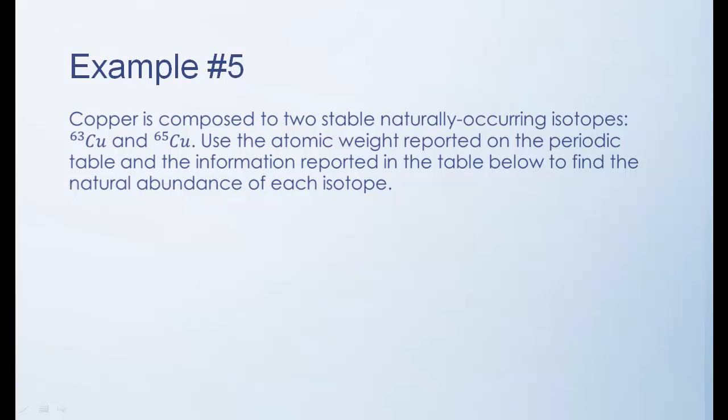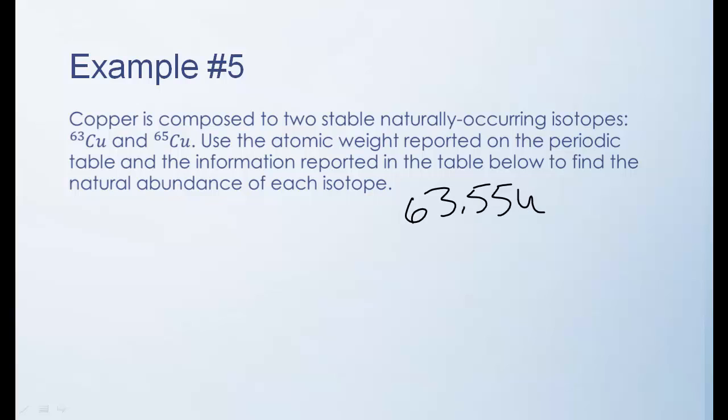In this case, we're told that copper has 2 naturally occurring isotopes, copper-63 and copper-65, and in this case we're asked to find the abundance of each isotope. And so we can look at the periodic table and see that the mass of copper, as reported there, is 63.55.